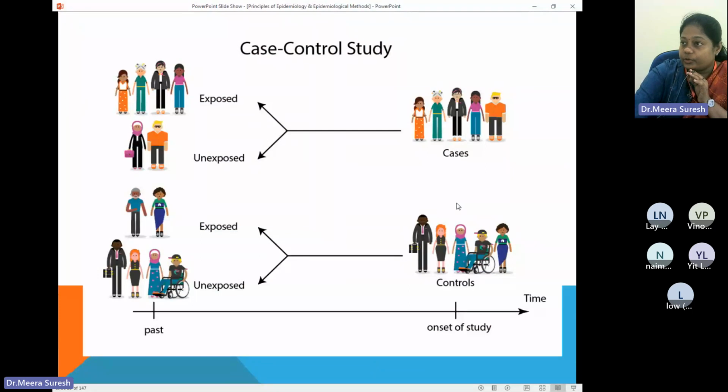So this will be the design of a case control study. You are going to start a study and you take a group of people who are having a particular disease. So here, lung cancer. These people are having lung cancer.